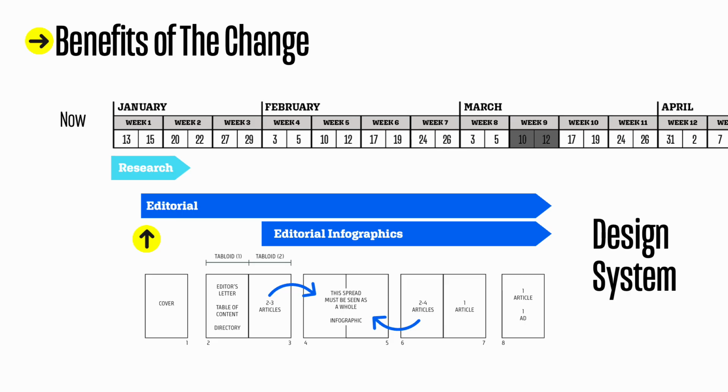The benefits of the change are clear. One benefit is the change by the time students start designing the infographic. Most of the design elements such as grid, type, and color palette are already defined when designing the editorial component of the project. Having most of the design decisions made in advance allows students to focus their efforts on designing the central spread infographic in the right time by itself.